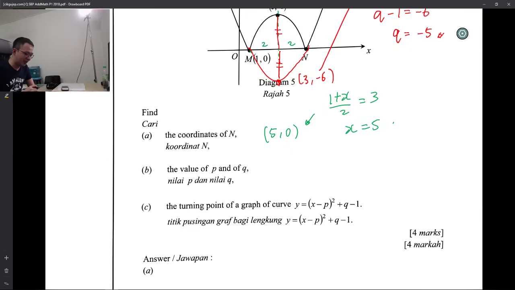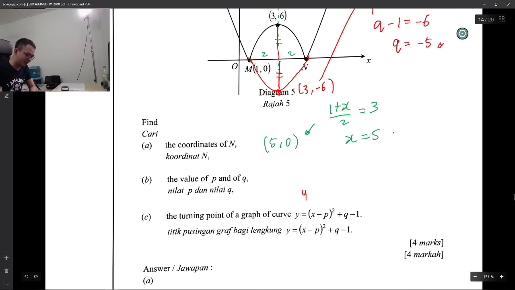Alright, so they ask you to find the turning point for this one. This is exactly what I said just now. This is (x - 3)², and q we know is -5, right? -6. So your turning point should be 3 and -6. Okay, it's very easy.